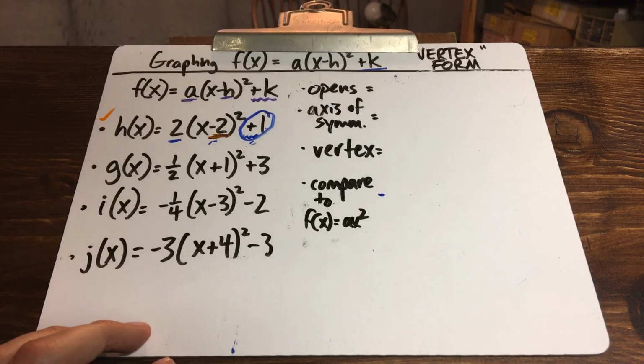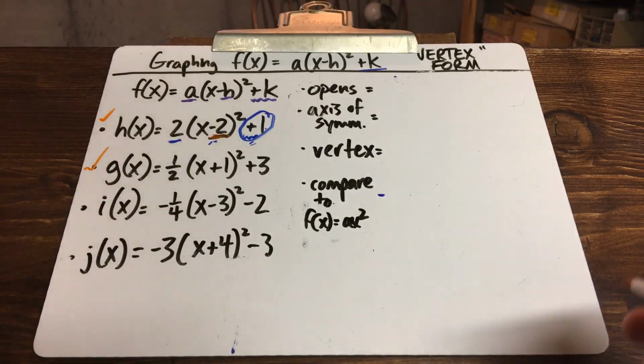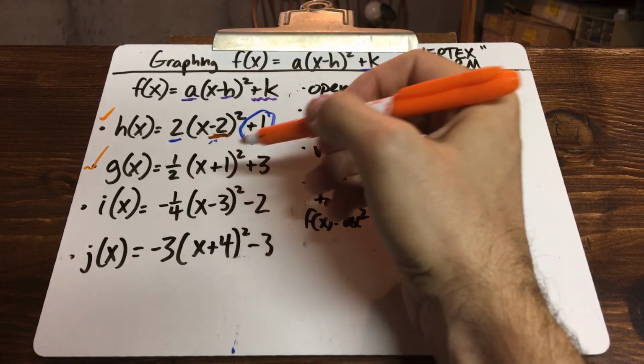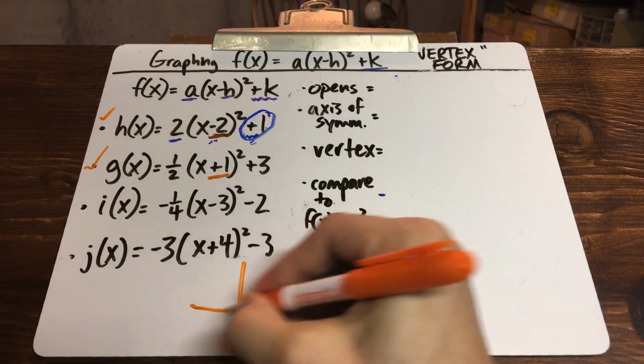All right, we've done the first one. Let's go right here to my g of x. So if I look at the g of x, I can tell right off the bat that this is going to be going plus 1, which is actually 1 to the left.